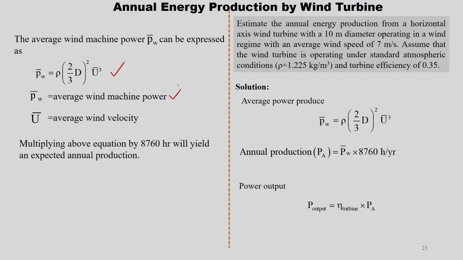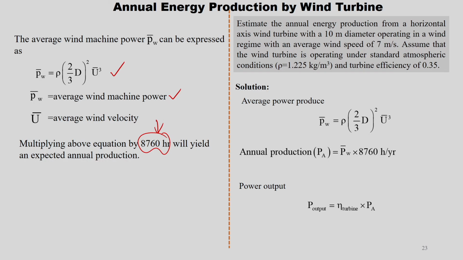So, P w bar is nothing but the average wind mission power and u bar is the average wind velocity. If you multiply this with 8760 hours, it will yield an expected annual production. How we arrived at 8760, I already explained to you.